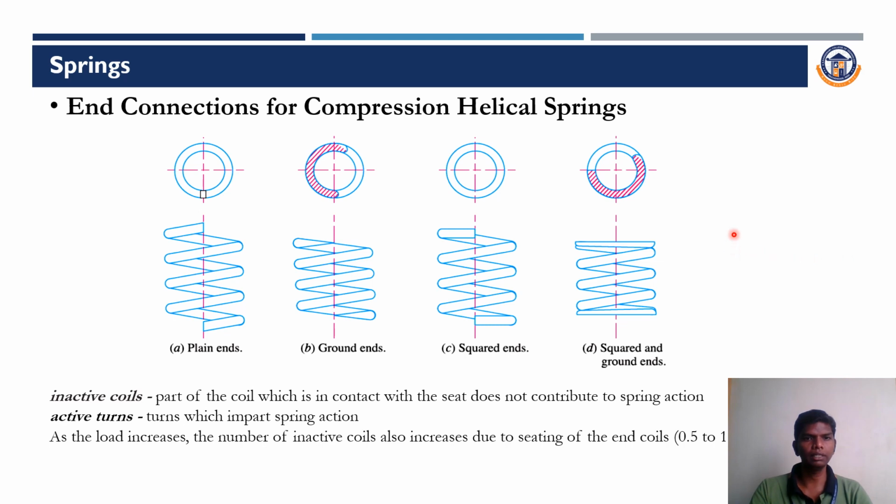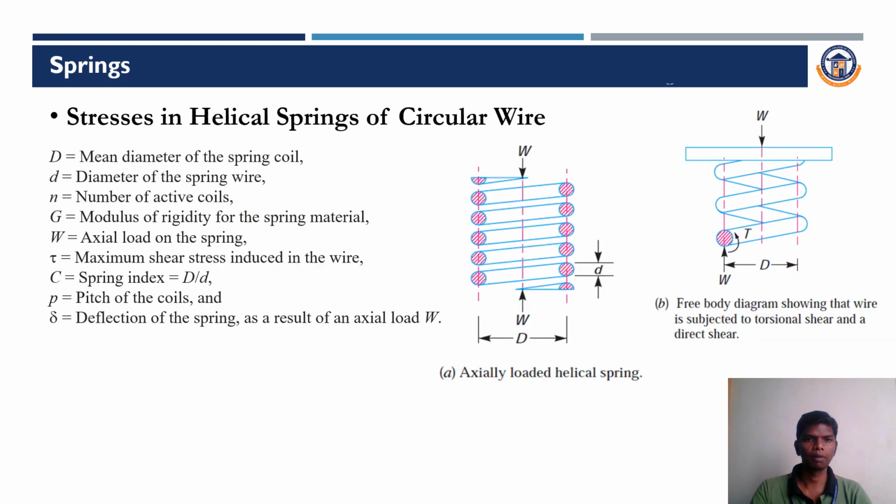So the end connections of compressed helical springs show a plain end, a ground end, and third is a squared end, and fourth is a squared and ground end. These are all the parameters we must know while designing helical springs.